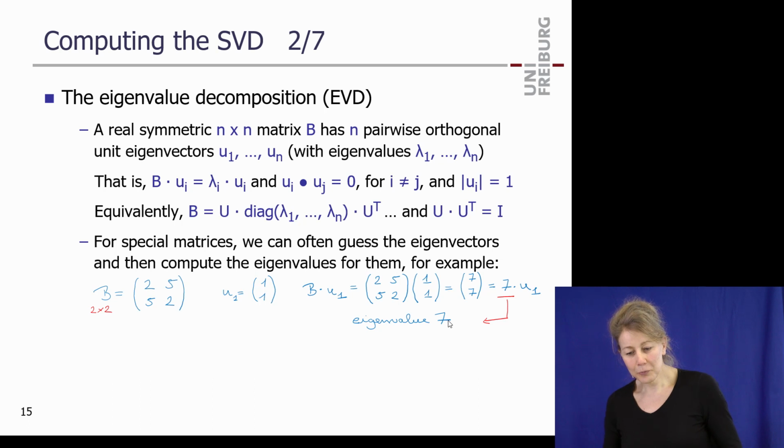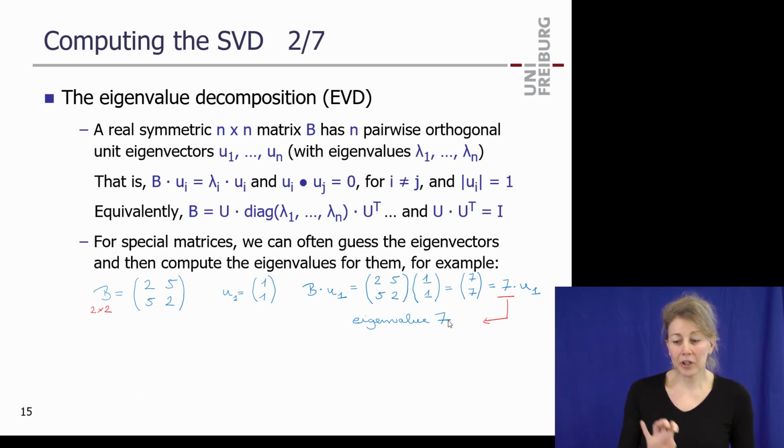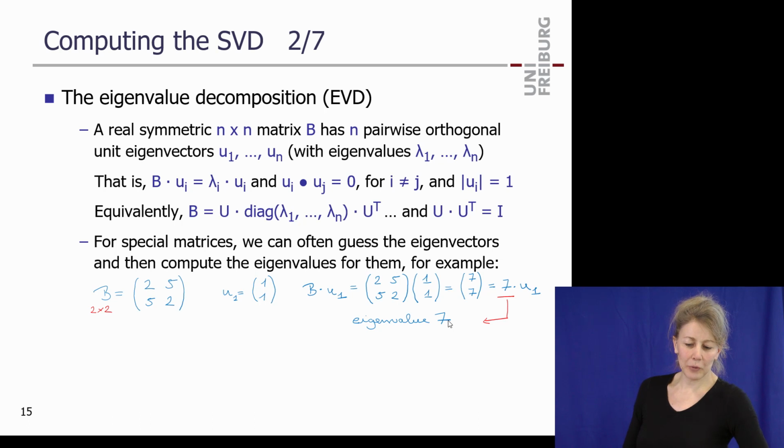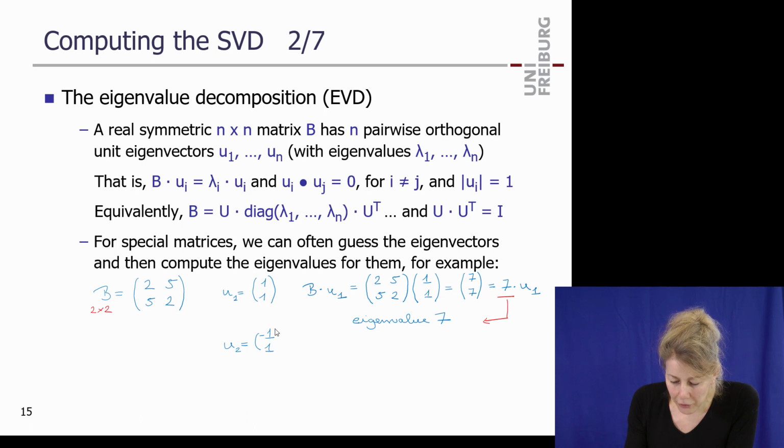Now, if you have eigenvectors, you know that they are orthogonal to each other. There's only one vector left here. What's a simple vector that's orthogonal to (1, 1)? Yeah, (-1, 1), or (1, -1). Let's take (-1, 1). That's orthogonal.